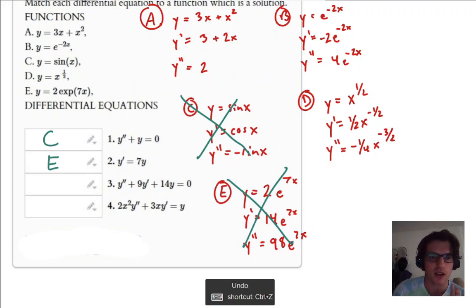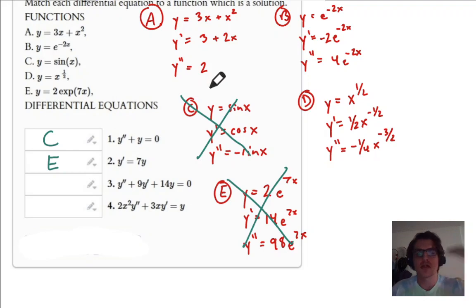But let's talk about that logic. We have y double prime plus 9y prime plus 14y. So if everything is positive, there's no way it's going to equal 0. So we should just know that A is not our answer. Whereas B and D are better candidates because we do have positives and negatives. So let's go to B.